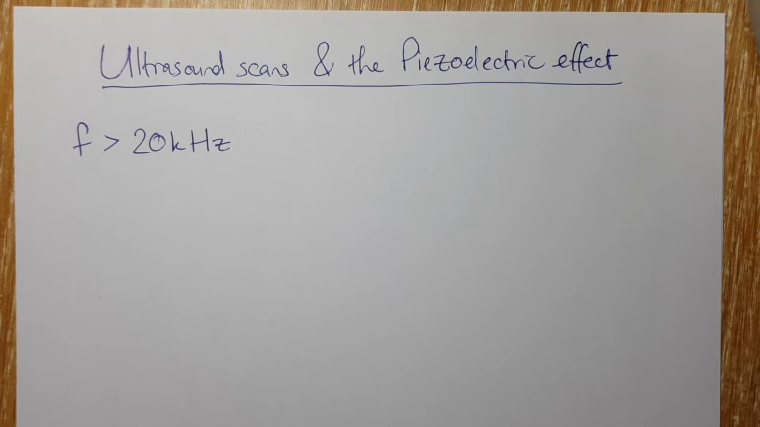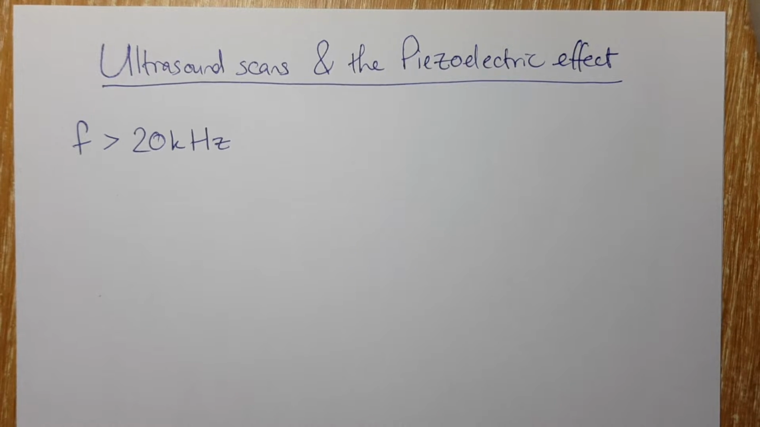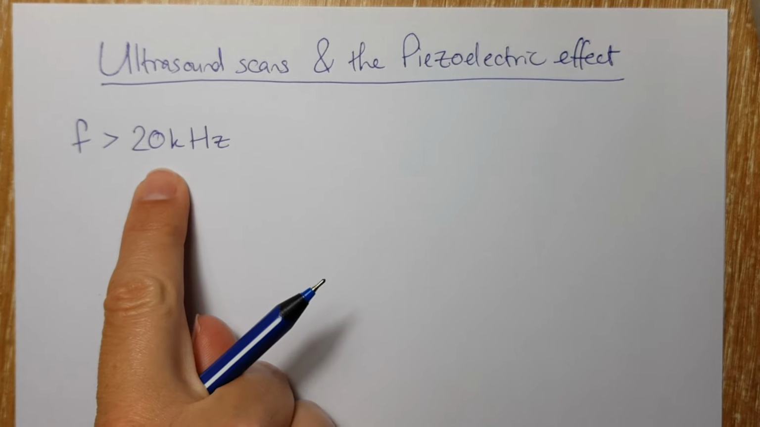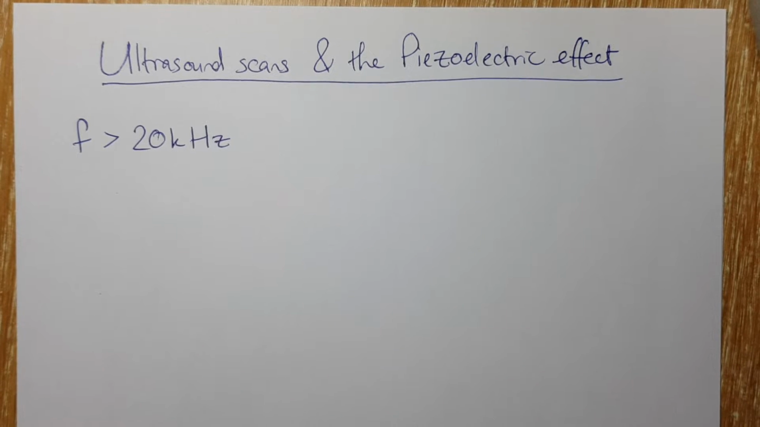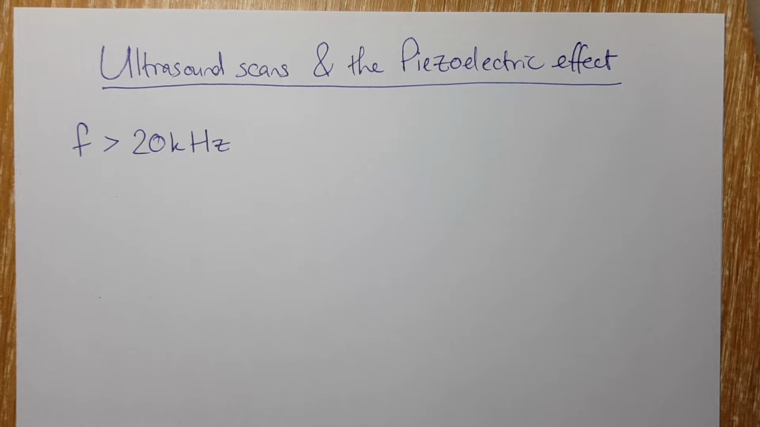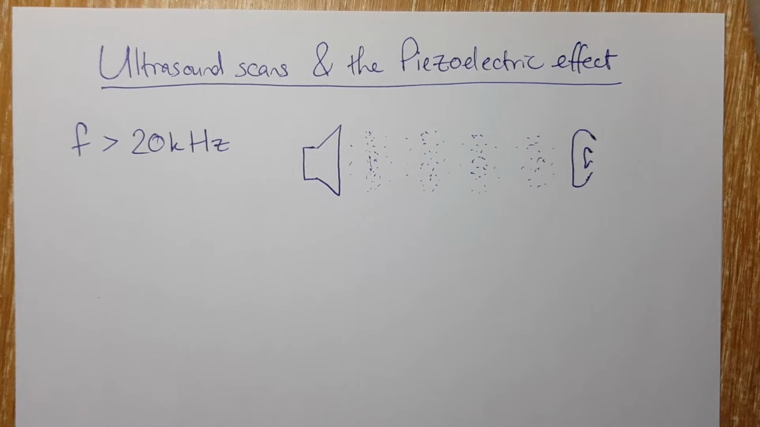As you remember from GCSE, ultrasound waves are sound waves with a frequency of more than 20,000 Hertz. And that means that humans can't hear them. But like all sound waves, they're longitudinal.